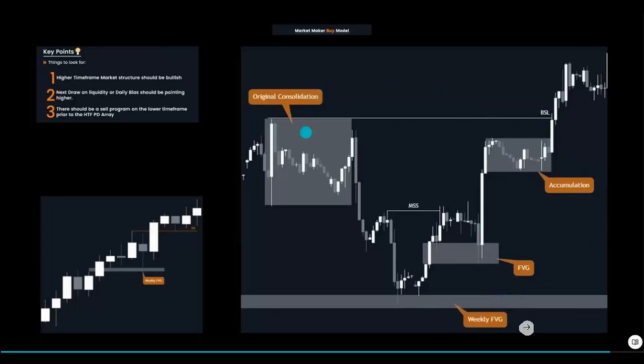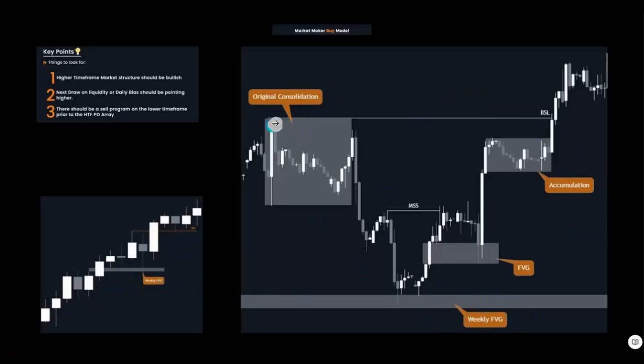When we look at this price action right here, you can see the weekly fair value gap, that fair value gap where the original consolidation begins from. That is our buy side liquidity, and that is the buy side liquidity that you see marked there. When this candle crossed above the buy side liquidity, that was price crossing above buy side liquidity here.